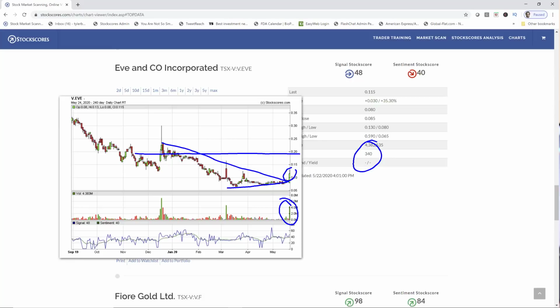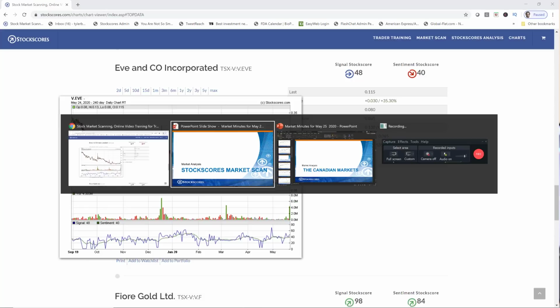But remember, size your positions based on the risk. And so your entry price is here at 11.5. Your stop loss price is down there, looks like about 7.5. And so you take the difference between those two and size your position using that difference with the techniques that I taught you at the top of this video. All right, so that's a quick little market scan.